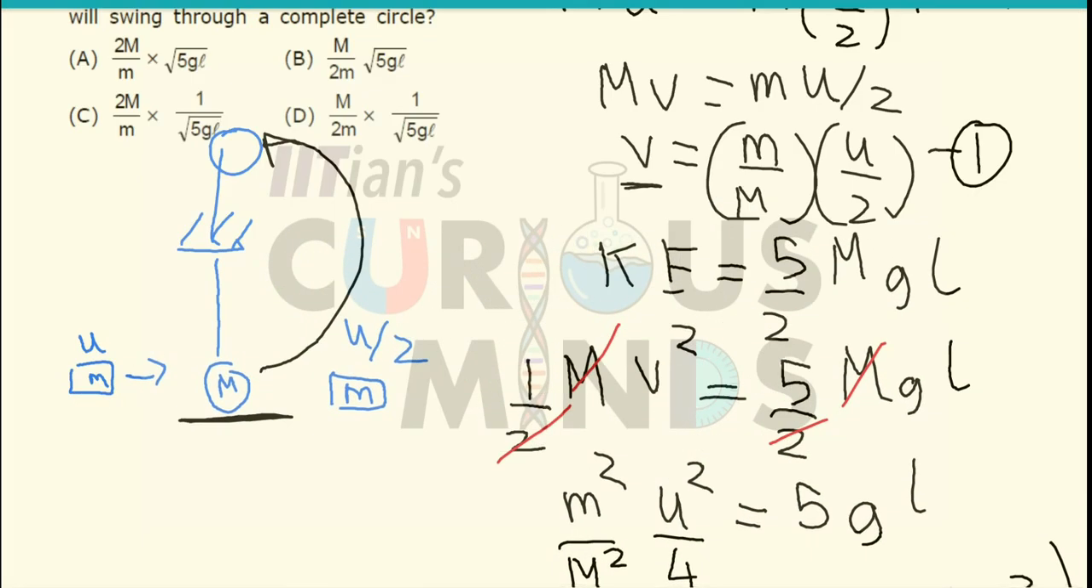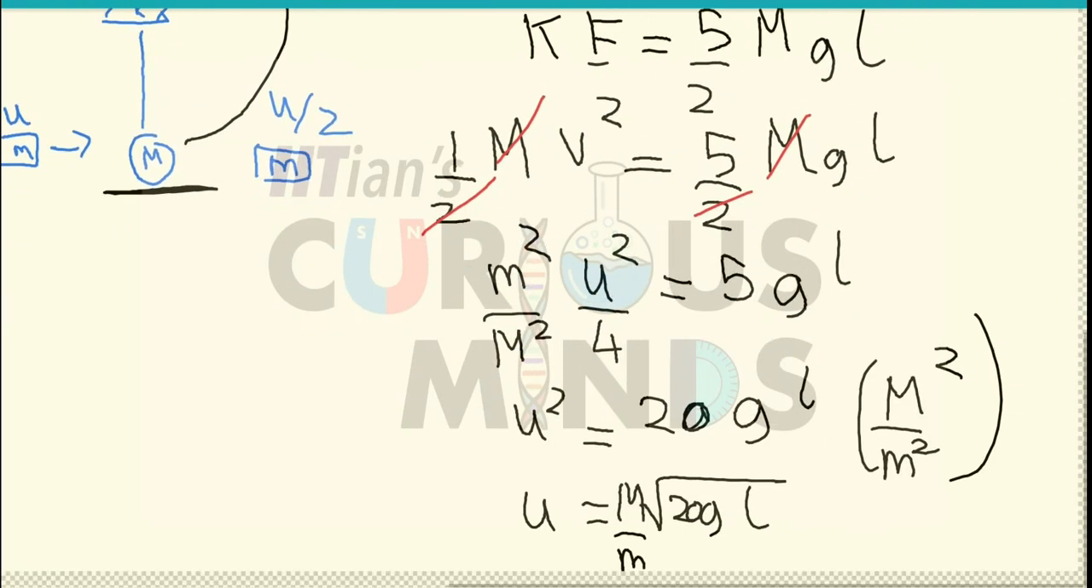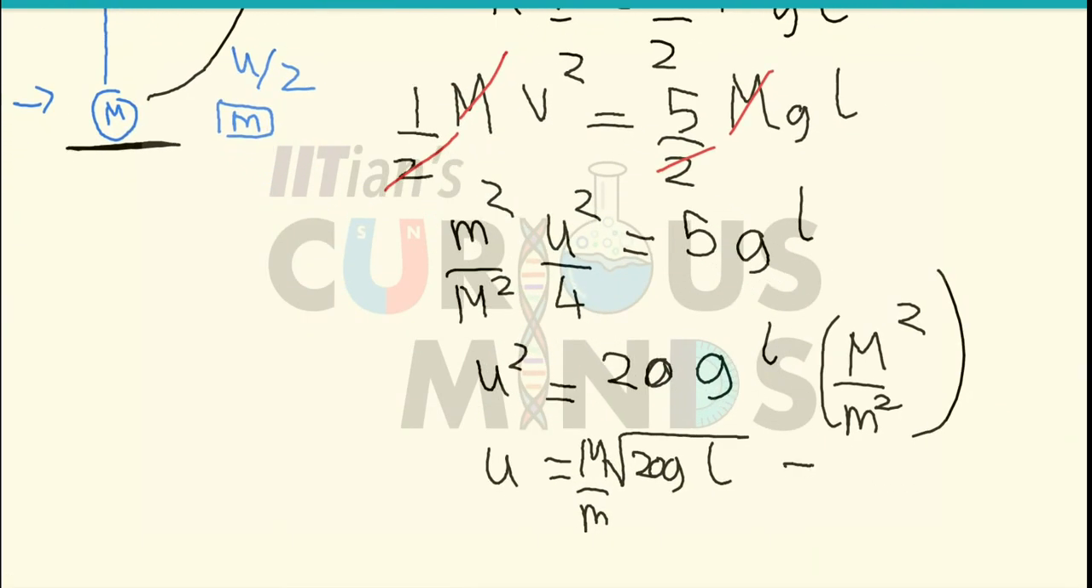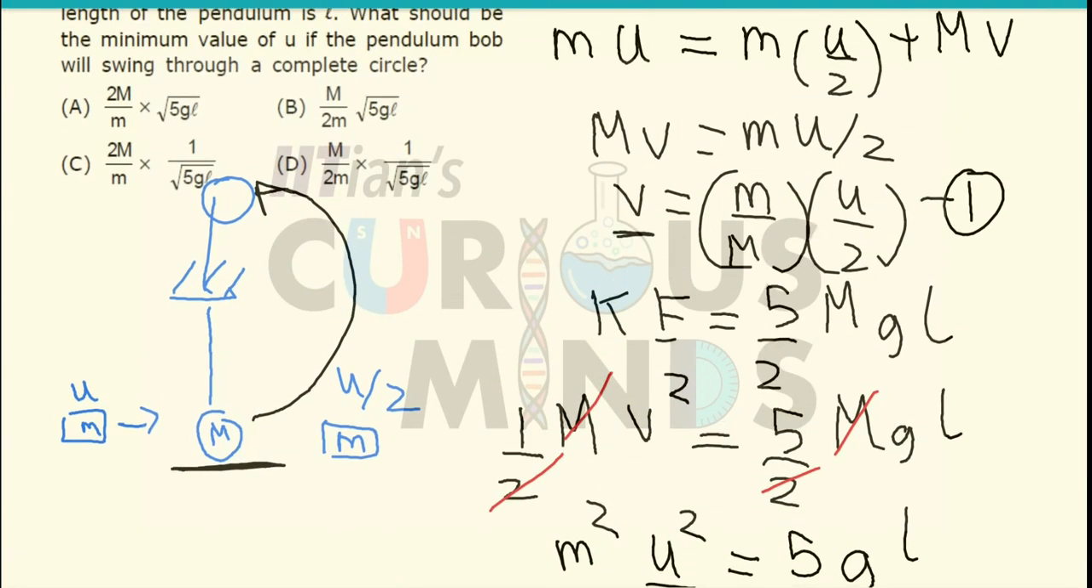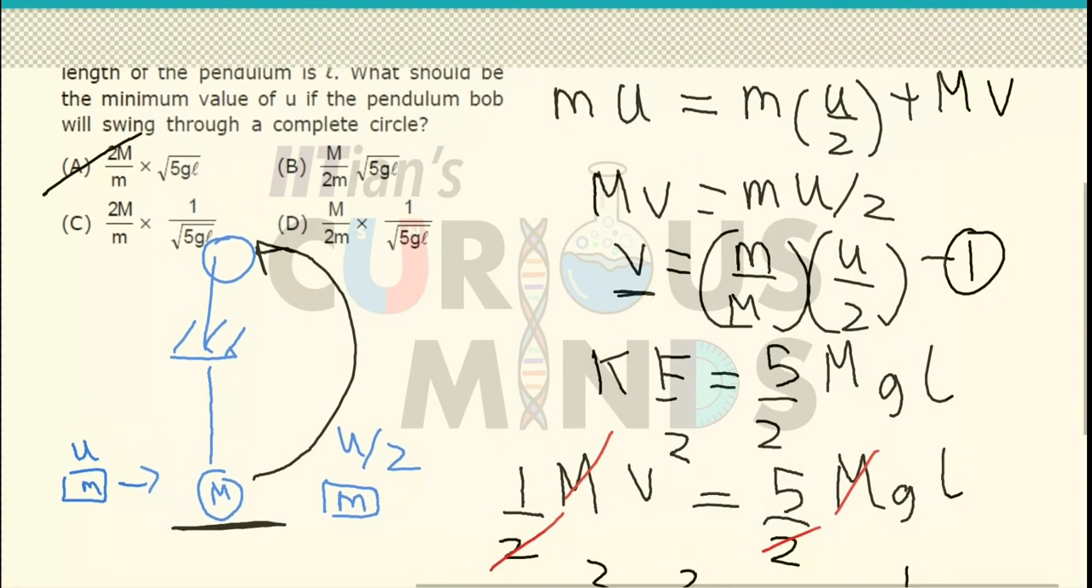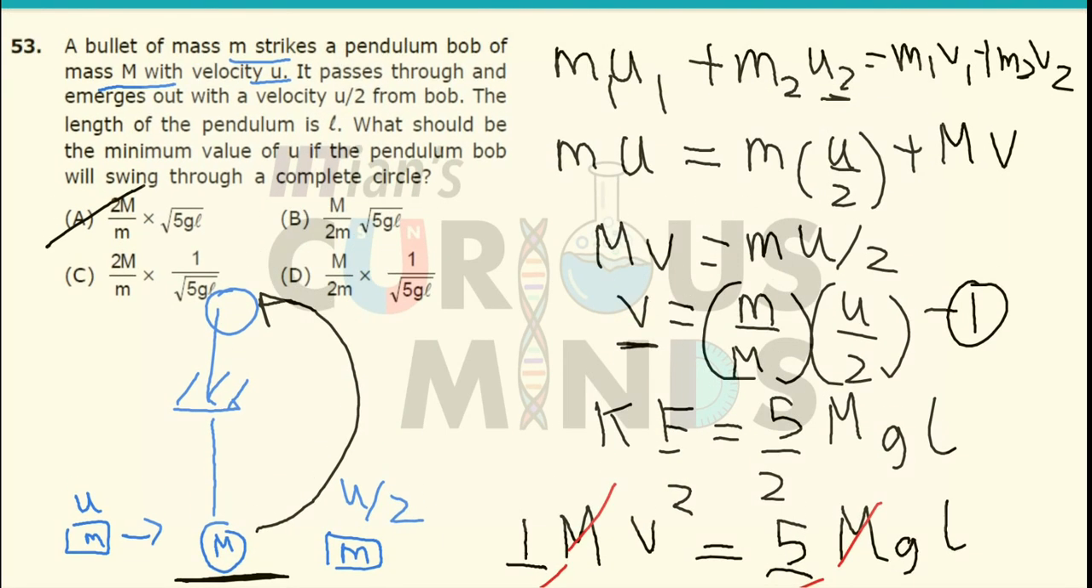Let us see the option number over here. From 20 I can take 4, I can write 20 as 4 into 5, so 2 will be outside the root. It will be equal to 2M divided by small m into root 5 gL, which is option number A. So for this question, the 53rd question, the answer is option number A.